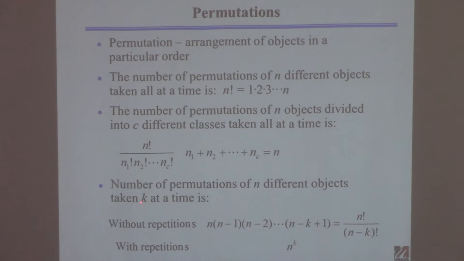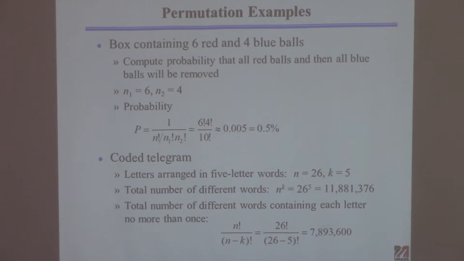Or you can do the number of permutations of n objects taken k at a time, okay? I'll get to an example of this, much meatier with the example, but in this case you have to consider whether you're going to allow things to be repeated or not. So when you have repetitions, you use this formula. When you don't have repetitions, you use this formula. Let me go through some examples and then come back so you can see more clearly what I'm talking about.